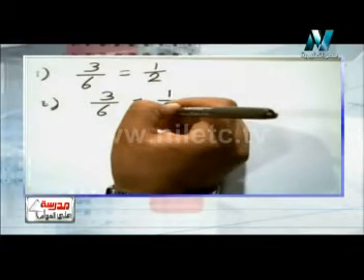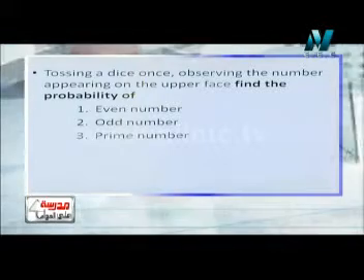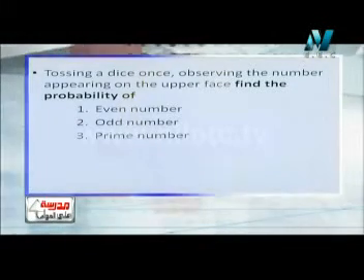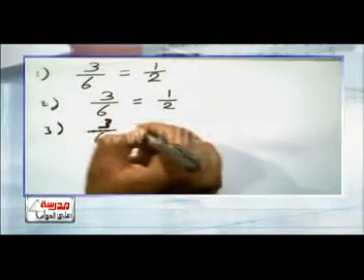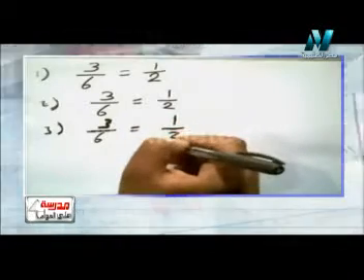The third question, the prime number. How many prime numbers on a die? The prime numbers are the numbers that have 2 different factors, 1 and itself. Then the prime numbers on a die are 2, 3, and 5. How many? 3 numbers. Then the probability of a prime number is 3 over 6 equals 1 over 2.